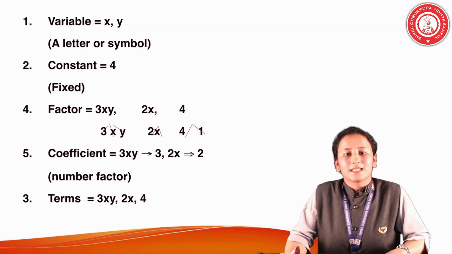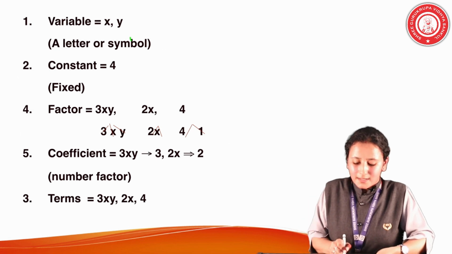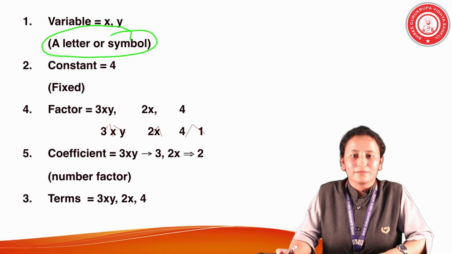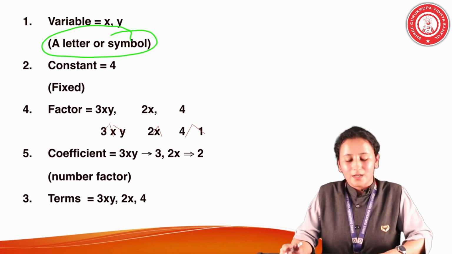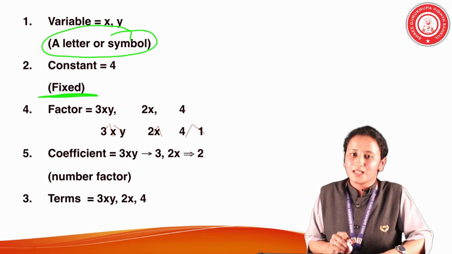Now come to some important points. Variable. Variable means any letter or symbol which is used in any expression, then it is called the variable of that expression. Now come to the constant. Constant means the value will remain the same. It won't be changed ever.